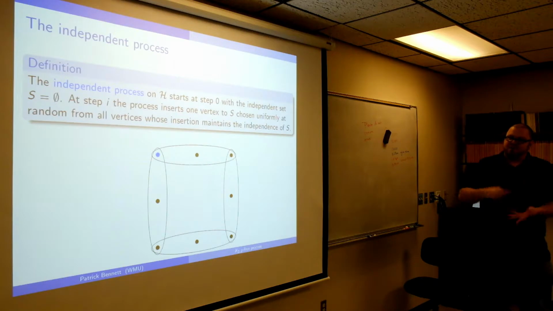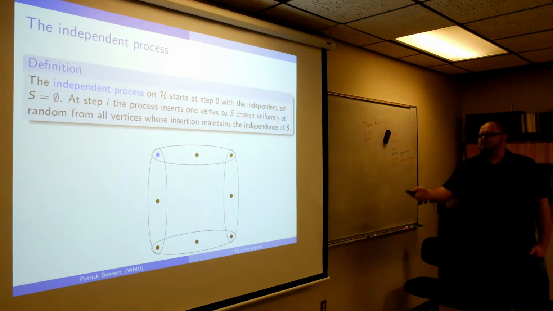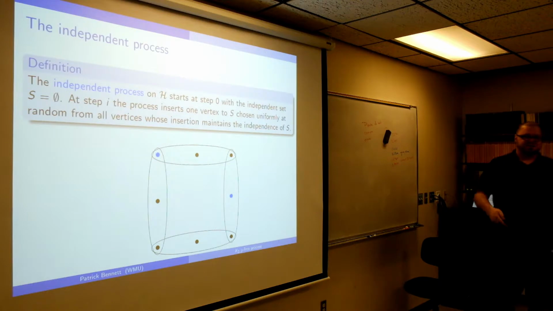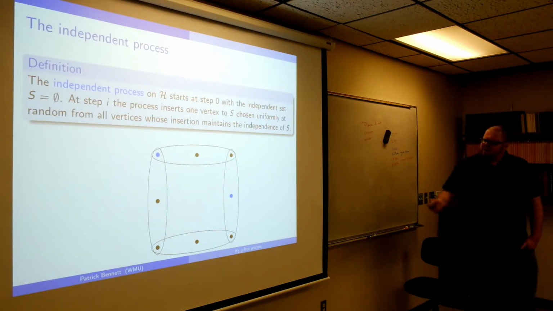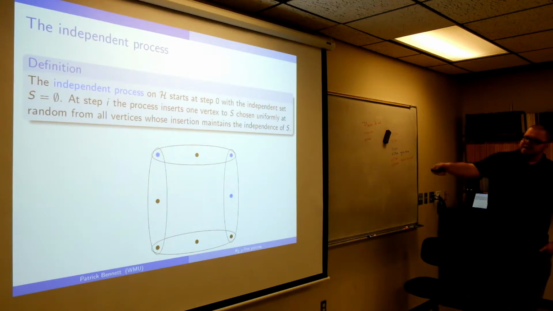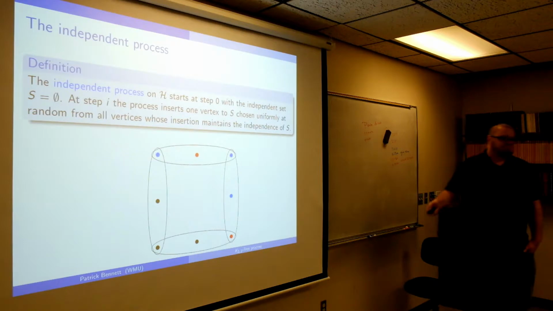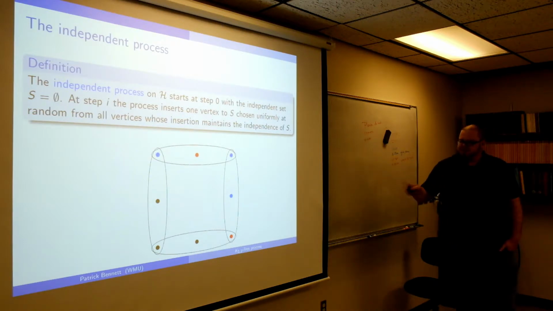Meaning, out of all the vertices that I could add, I just pick one uniformly at random, all equally likely. But currently, they're all eligible, so I'm just picking a random black vertex and turning it blue. And, okay, now I look at it, there's still no danger, so I'll just pick a random one again. Okay, now there's danger. I'd better not pick that one next, so I'm going to turn it red. So now you see how this goes.